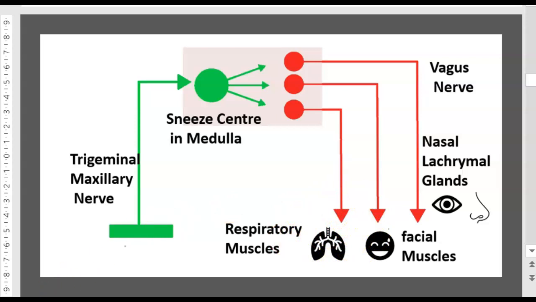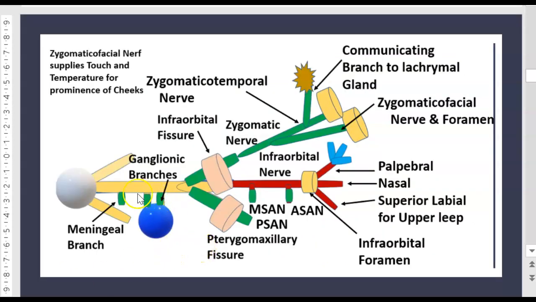Let's recap. Five branches of the maxillary nerve: meningeal, ganglionic branches, zygomatic branch, infraorbital branch, and posterior superior alveolar nerve. These are the direct branches.